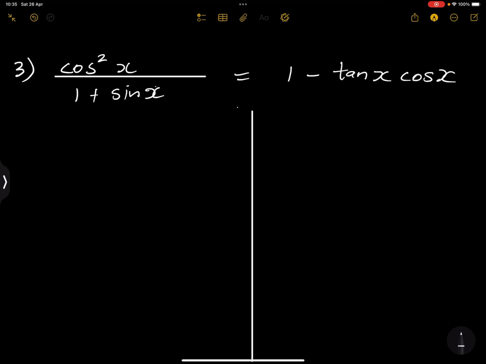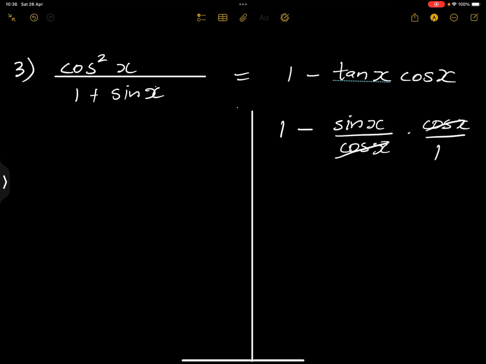Remember I said you convert everything into sine and cos. So I've got 1 minus sine of x divided by cos of x, multiplied by cos of x. We can say over 1 if you want to. We are multiplying those two together, so the cos of x and cos of x cancel each other out. And so what are we left with? We've got 1 minus sine of x.